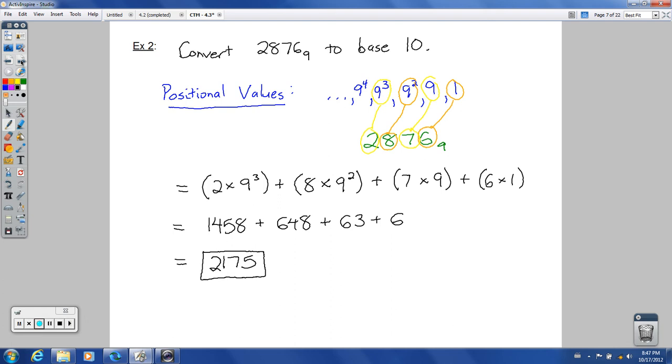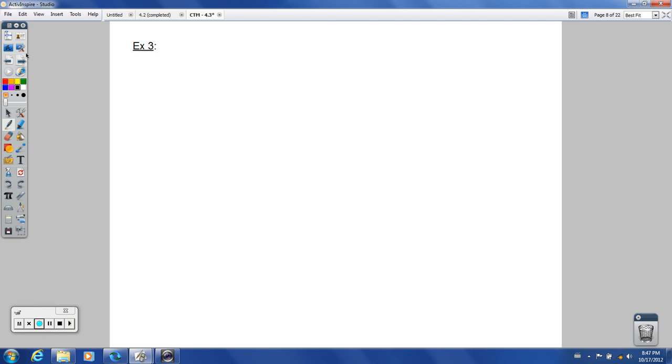So let's move on. That should be 2175 in base 10. Again, I don't write the 10. If there's no number there, we just assume it's base 10.